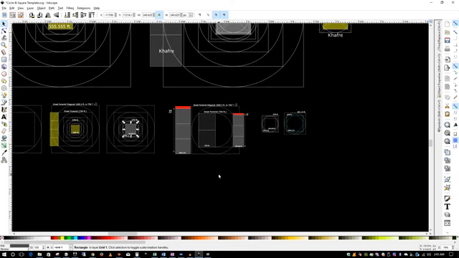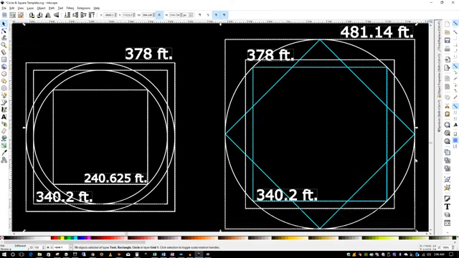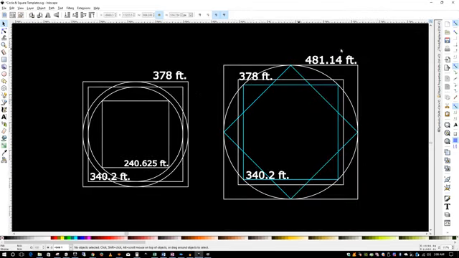So as you can see, as you move down this thing, 340.2 times pi is equal to the Great Pyramid's diagonal, which is 1069.2, whereas the 240.625 multiplied times pi, which is this number, which is inside of that, is equal to the 756 number. The 378, which we saw right here, times 2 is equal to 756. And then over here you can kind of see the way it looks, because the 481.14 is basically the 340.2 turned on its side here, these blue squares that you see.